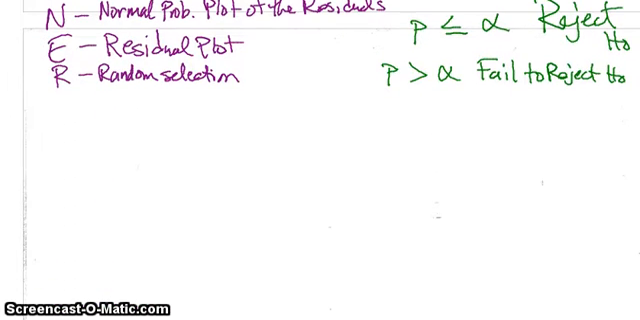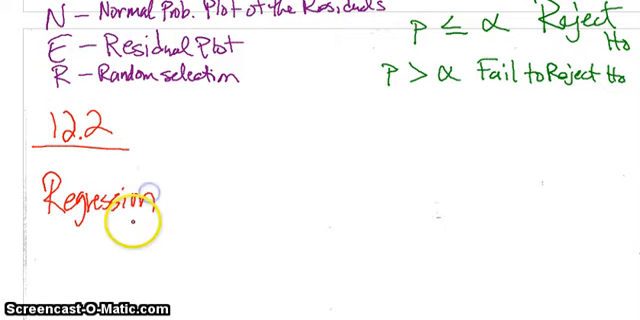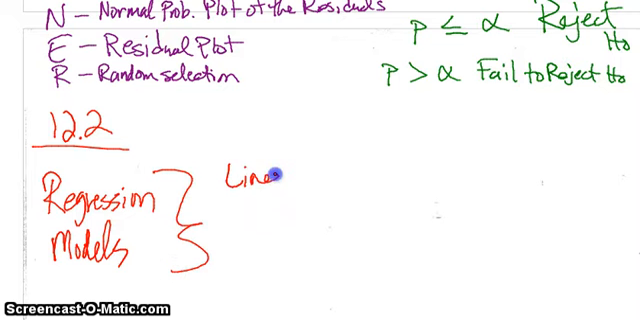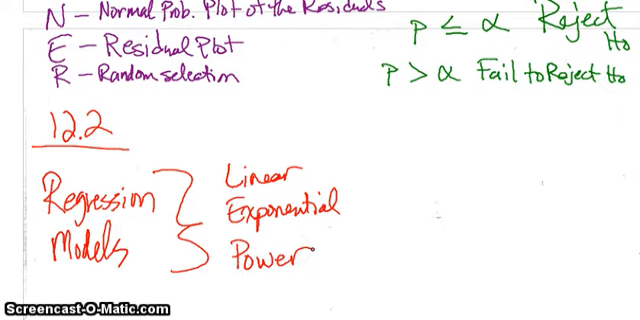Before we move on, the next section was 12.2. And in 12.2, it's all about regression models. No conditions. No conditions. Which is best? Linear, exponential, or power? Now, linear, that should be our wheelhouse. We should know what we're talking about.